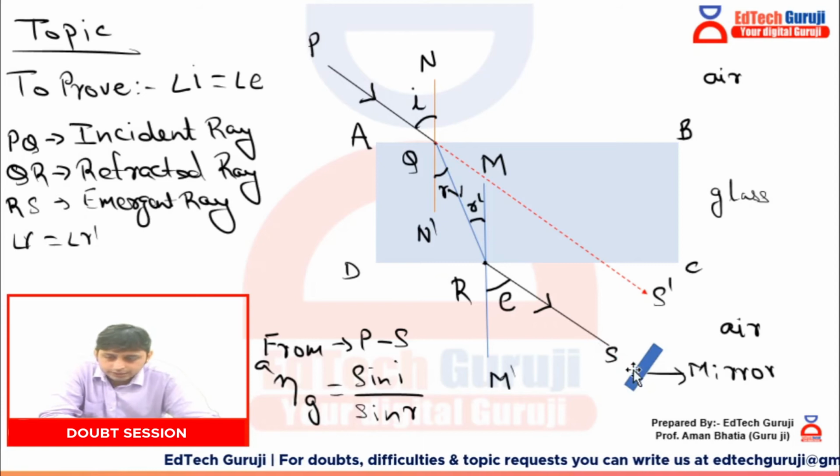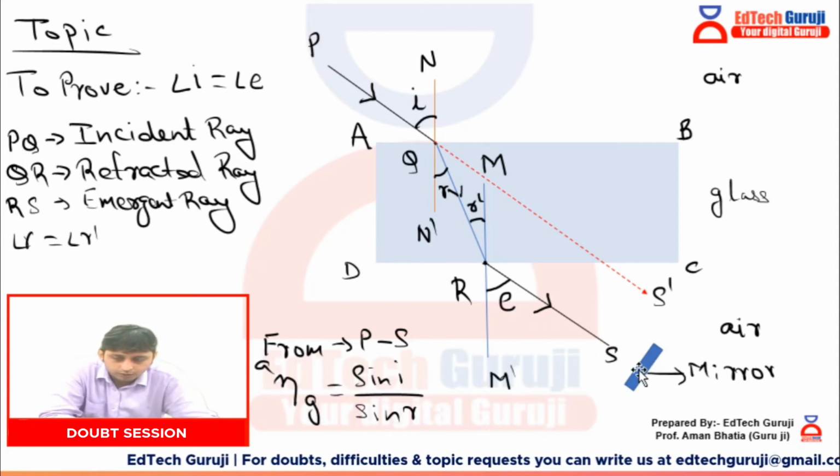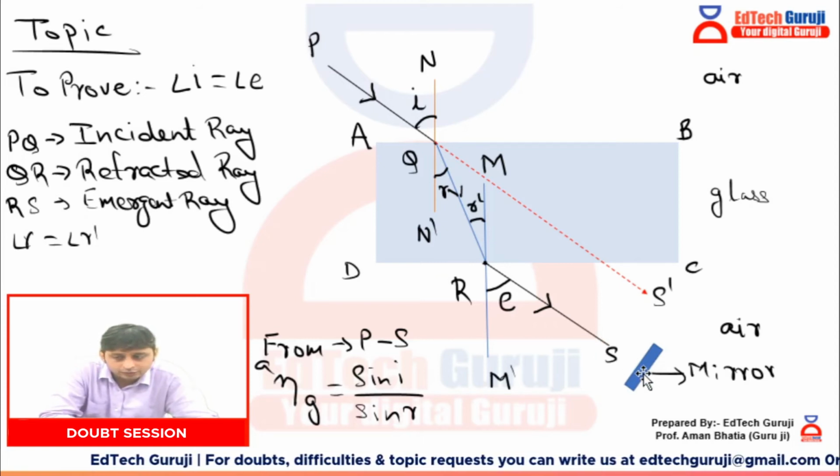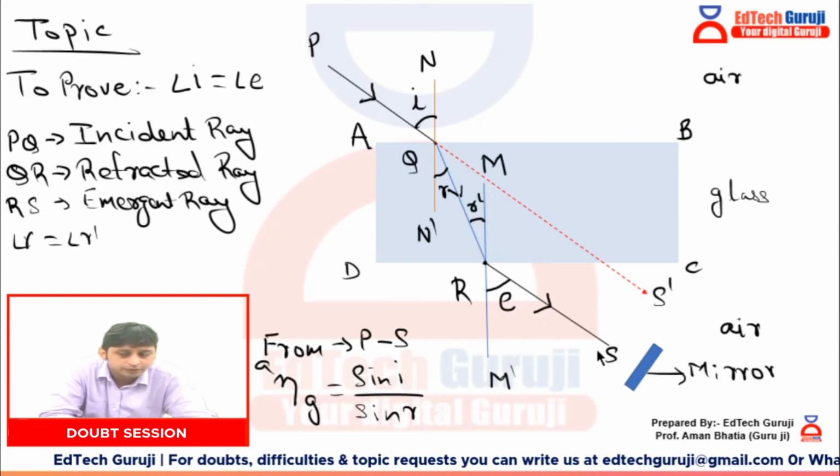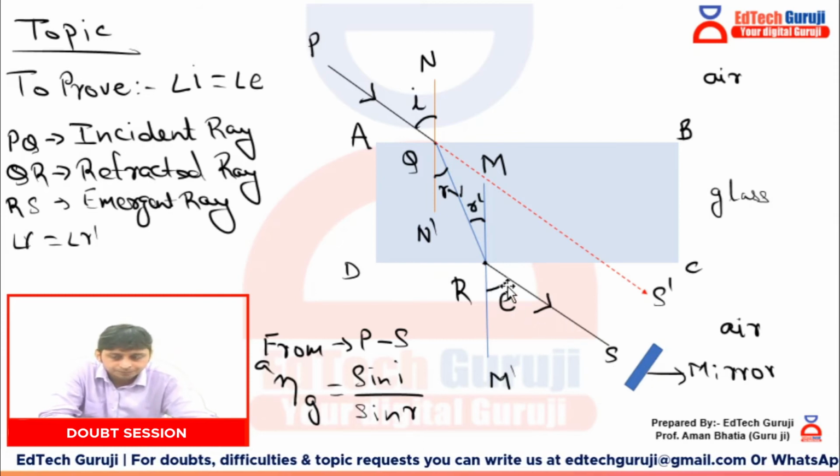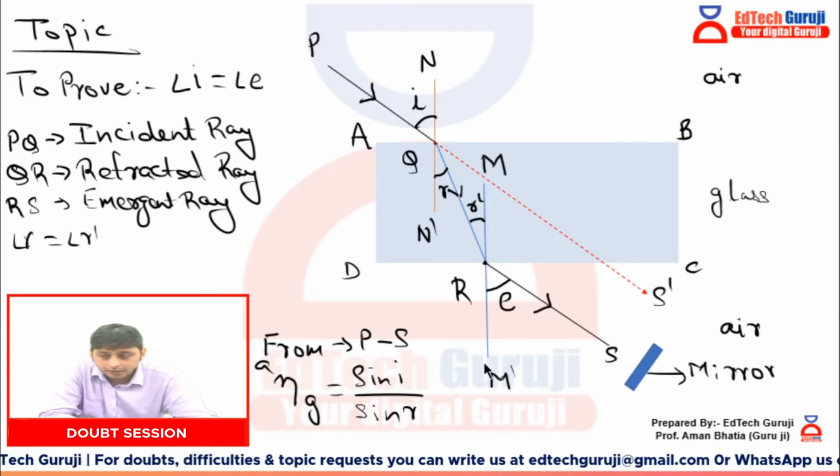Okay, so this ray will hit the mirror, and when it hits the normal, what happens? The light will be reflected normally. This we have understood earlier in reflection. Okay, so now what is happening?